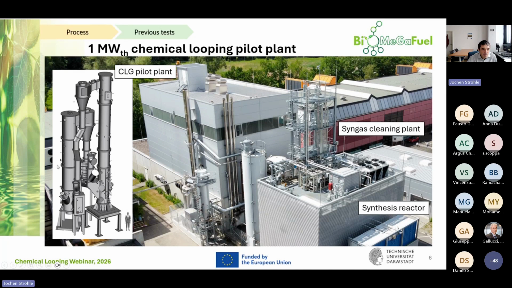On the left-hand side, you can see a CAD drawing of the chemical looping system. On the left-hand side, that's the air reactor with the cyclone. Then the particles fall down. We have the possibilities for internal circulation, but most of the particles are then transferred into the fuel reactor. They are then circulating here in the fuel reactor via cyclone back to the air reactor.